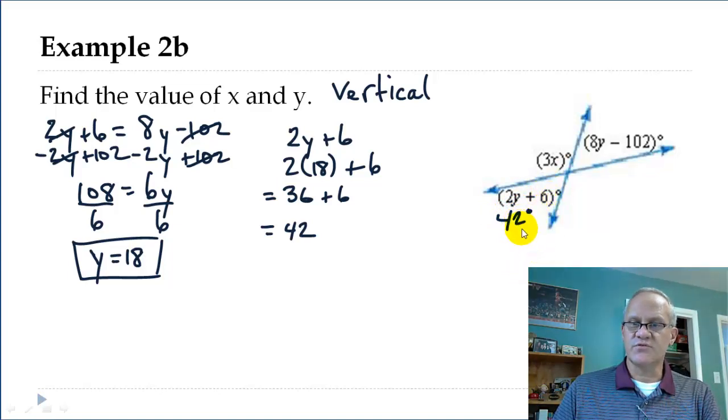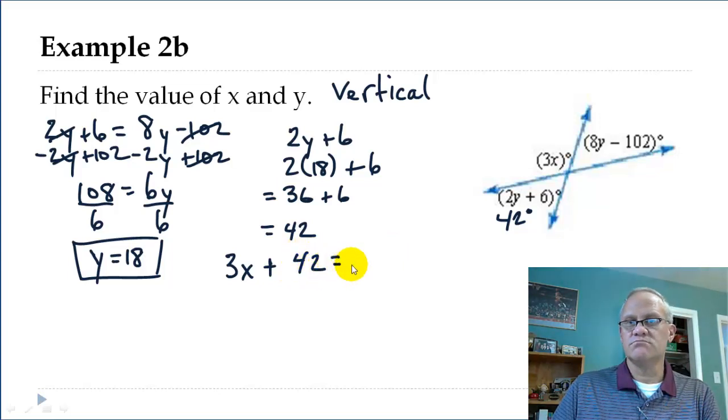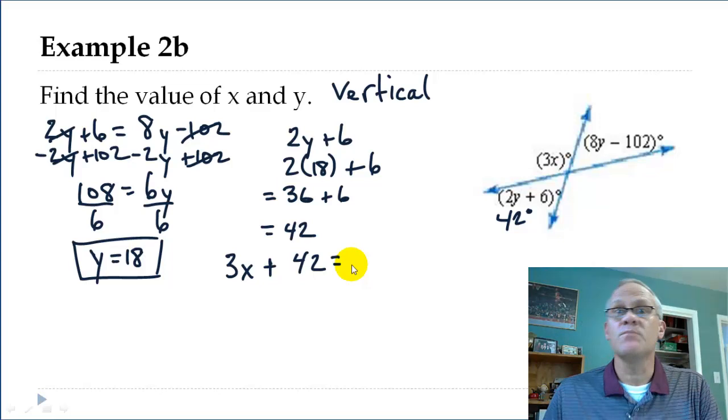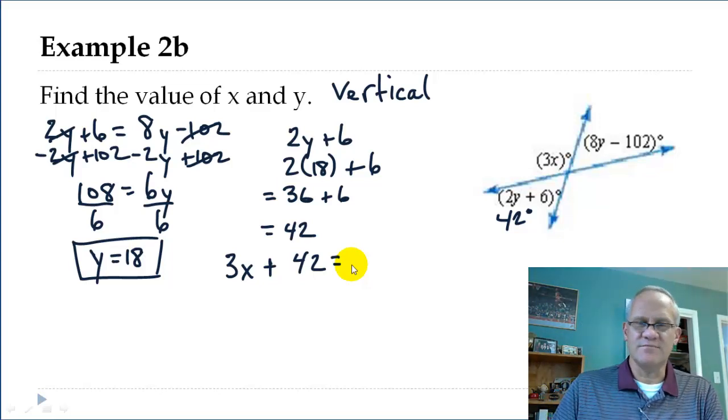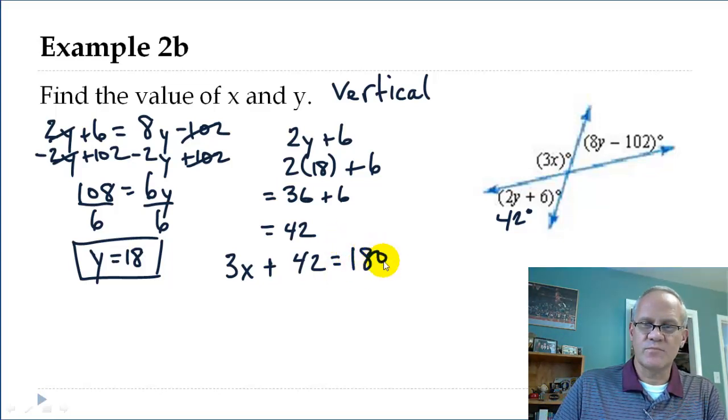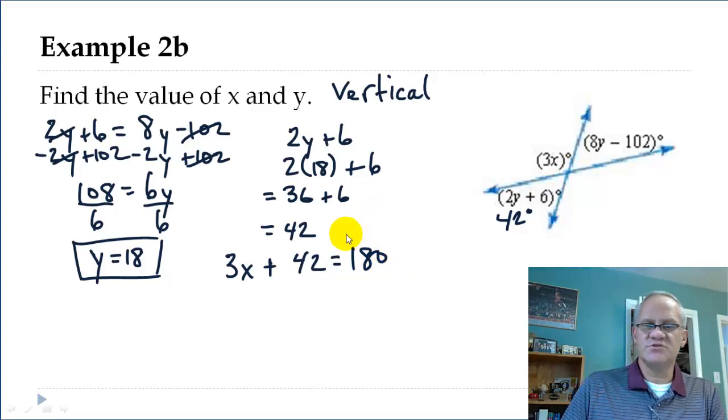Now that you know that this is 42 degrees, this makes a straight line here, right? So what do we know? We know if we take this angle, 3x, and add it to 42, how much should that equal? Did you say 180? Good, excellent. So 3x plus 42 should equal 180.